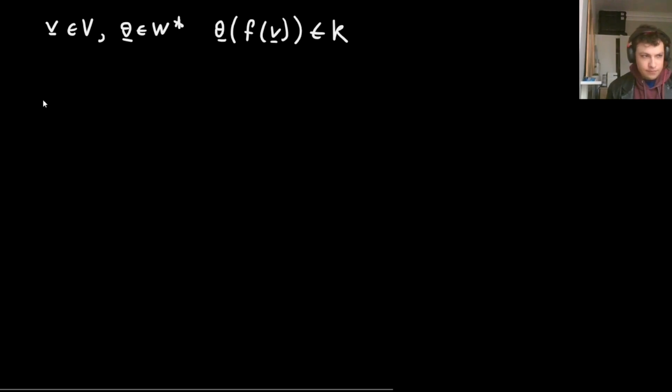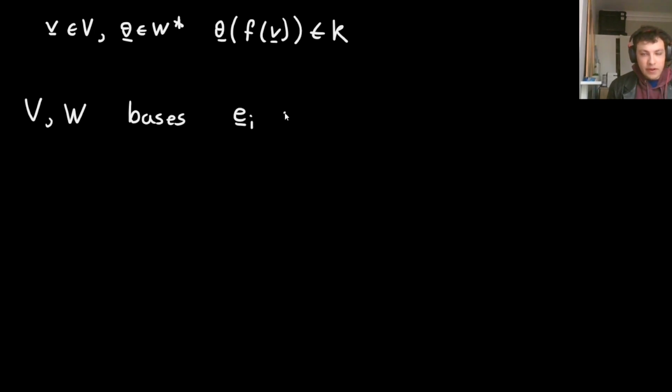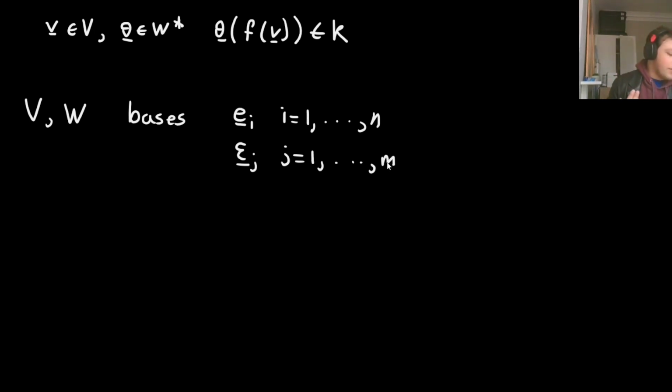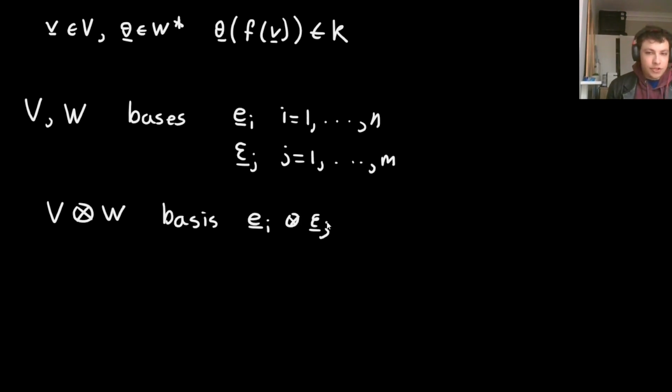Okay, so let's say V and W have bases e_i for i equals 1 up to n for V, and epsilon_j for j equals 1 up to m for W. Then what we call the naive tensor product, V tensor product W, has a basis e_i tensored with epsilon_j, and this defines a map from V star times W star to K. So if T is in this, then T is going to go from this to K.